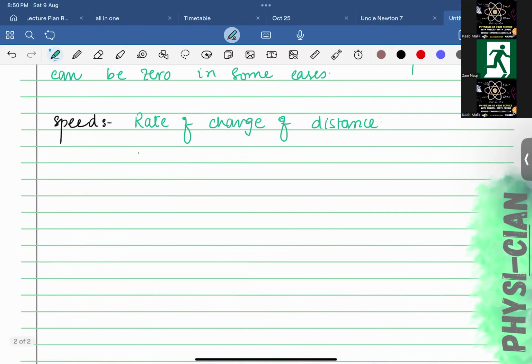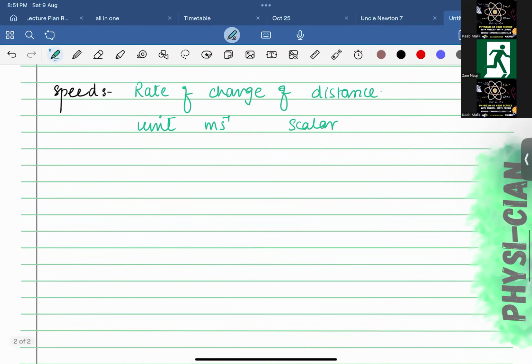If you state the unit, the unit is going to be meters per second. Very good, and it's a scalar quantity, no direction. And if you write the formula, speed S is equal to distance over time.